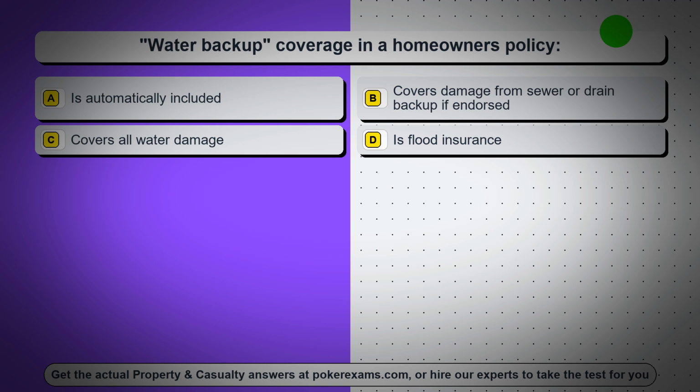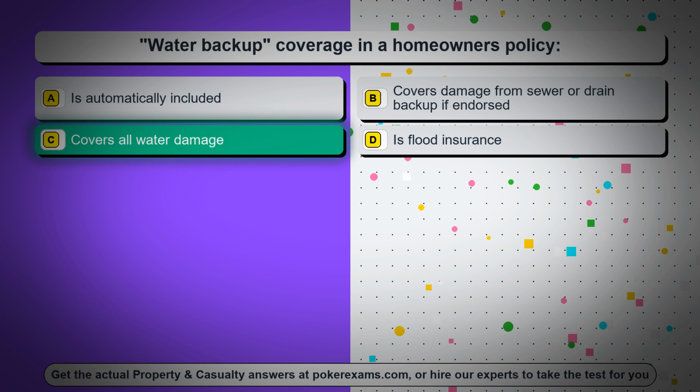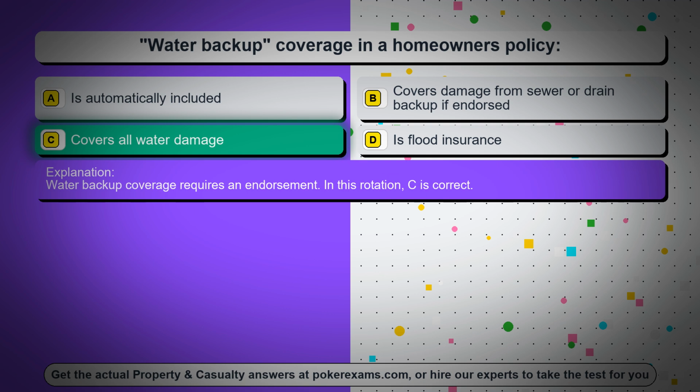Question 2. Water backup coverage in a homeowner's policy. Option A is automatically included. Option B covers damage from sewer or drain backup if endorsed. Option C covers all water damage. Option D is flood insurance. The correct answer is option C, covers all water damage. Water backup coverage requires an endorsement. In this rotation, C is correct.